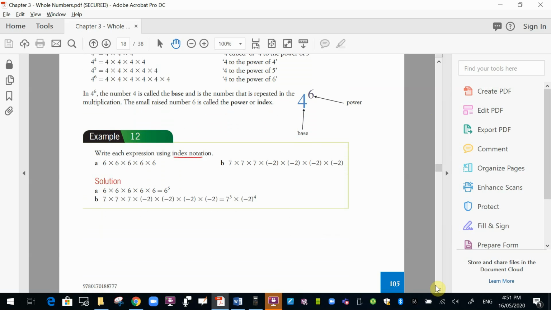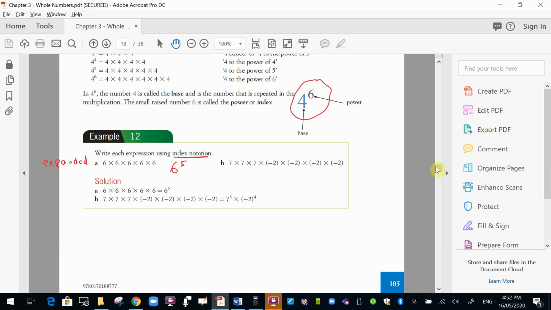Okay, the idea of index notation, what's that? That's index notation, a base and a power. These two examples are in what's called expanded form. So we have to shorten them. We're using 6 this time, so 6 is our base. And the power is 1, 2, 3, 4, 5. 6 to the power of 5. That's index notation, that's expanded form.